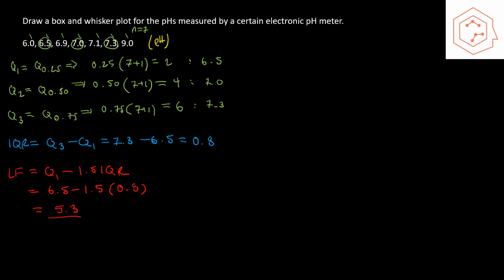Any value that is less than 5.3, which we don't have in this set, but if we did have a value less than 5.3, that would be considered an outlier. My upper fence, which I'll represent as UF, is equal to my third quartile plus 1.5 times the IQR. That's equal to 7.3 plus 1.5 times 0.8, and that's equal to 8.5.